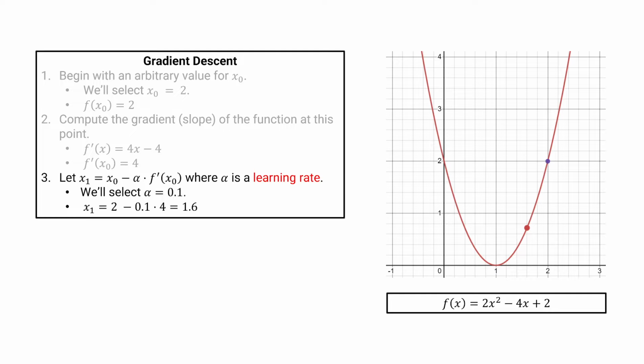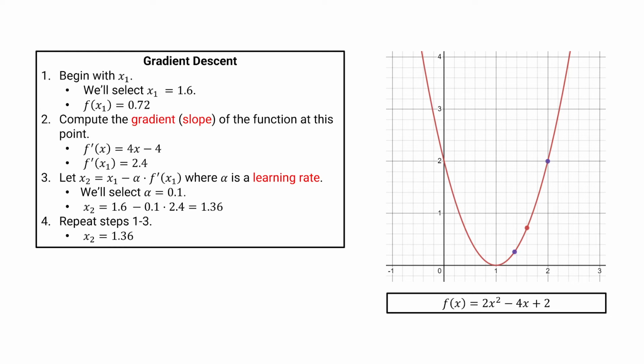Okay, so in this particular case, I've computed my new x1, subtracting off that value gives us 1.6, and we can then repeat this step. The next step of the algorithm is just to start over again with x1 instead of x0. So we'll start with 1.6, plug it in, find out which point that gives us on the slope, and calculate the slope at this point. We went from a slope of 4, we moved down, so we're now at a slope of 2.4.